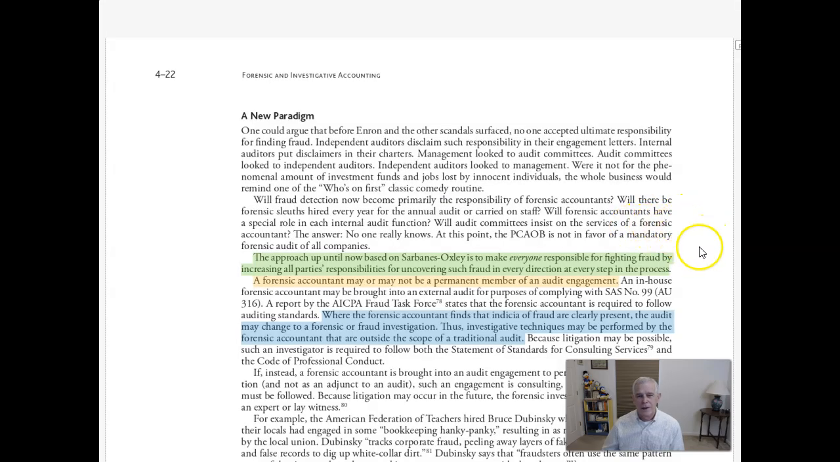All right, the new approach up until now, based on Sarbanes-Oxley, what Sarbanes-Oxley is trying to do is make everyone responsible for fighting fraud, from the Board of Directors on down. The employees themselves should be on notice to know what to do if they suspect fraud. How do they report it? Who do they report it to? Can they report it and not have to give their name and so forth? Some kind of anonymous tip or whatever.